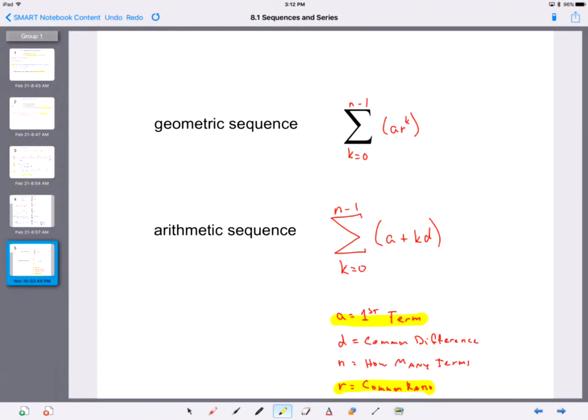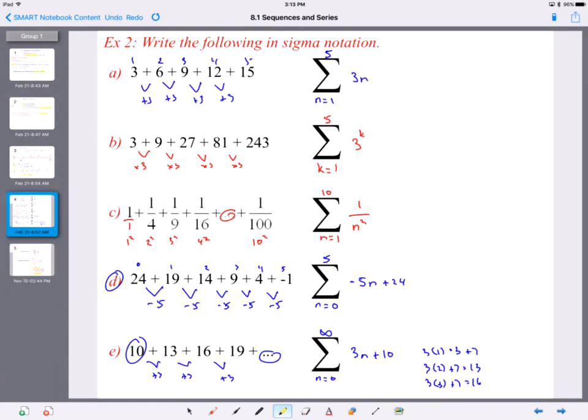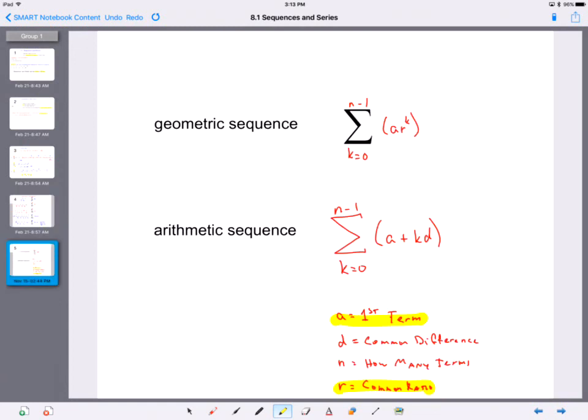All right. And there you go. Once again, you're starting at K equals 0, and you'll go up to n minus 1. N represents how many terms you have in your series. So if you struggle with working backwards, then this might help you identify some of those things to make it a little bit easier on you.